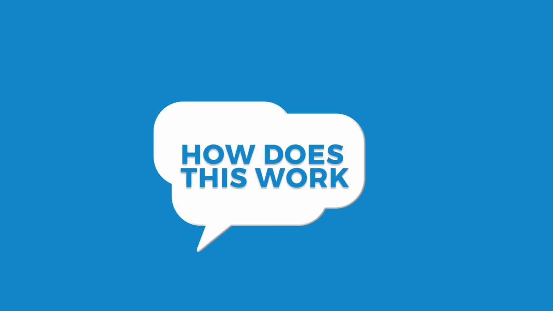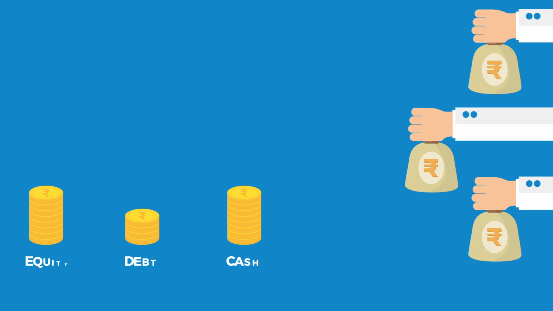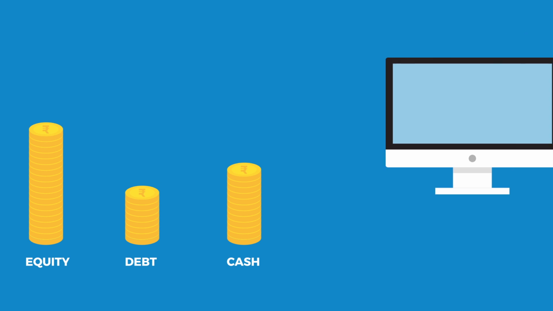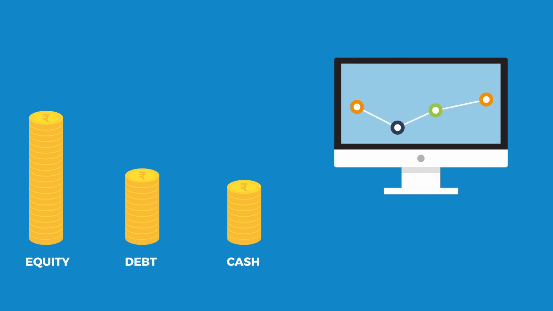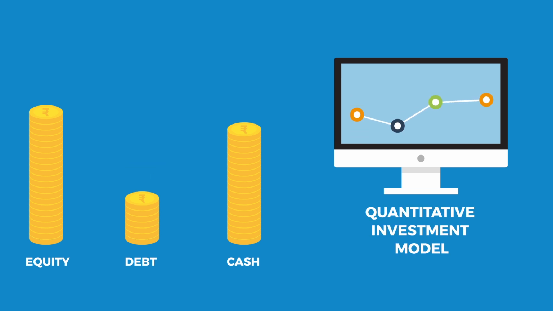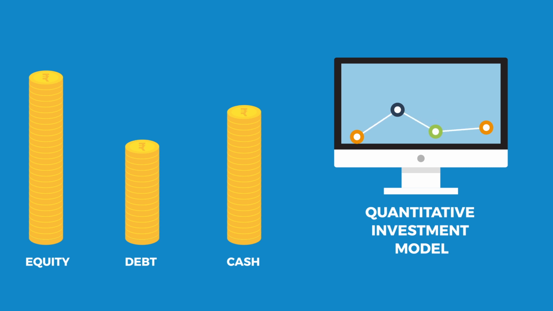How does it work? SBI Dynamic Asset Allocation Fund decides on the right mix of allocation into equity, debt or cash based on market movements and economic conditions. The allocation to an asset class is based on a quantitative investment model in which the allocation is done dynamically.